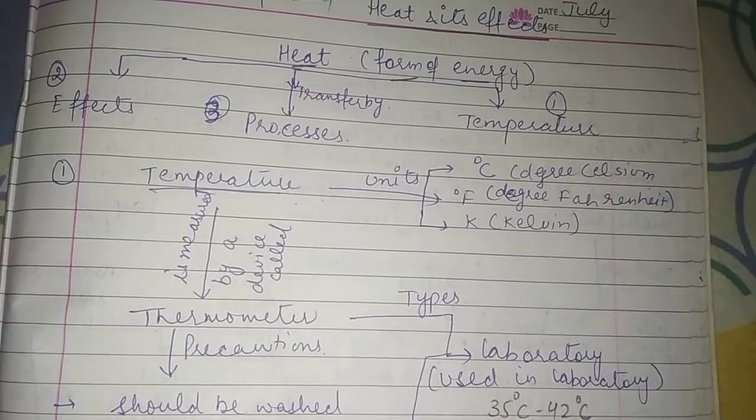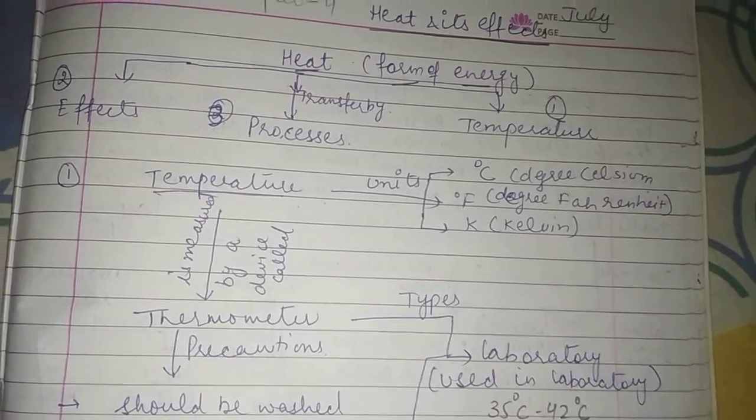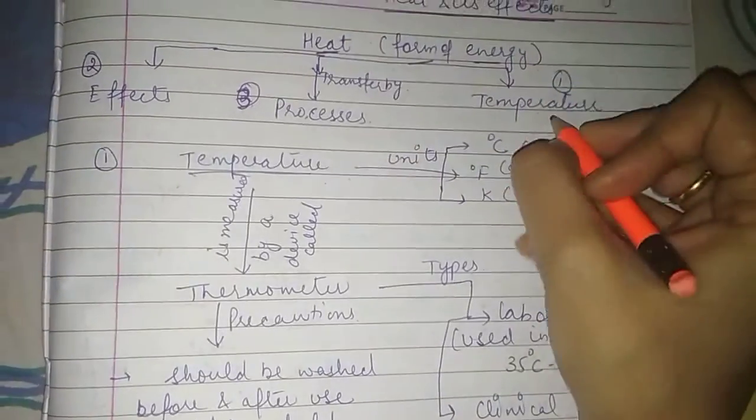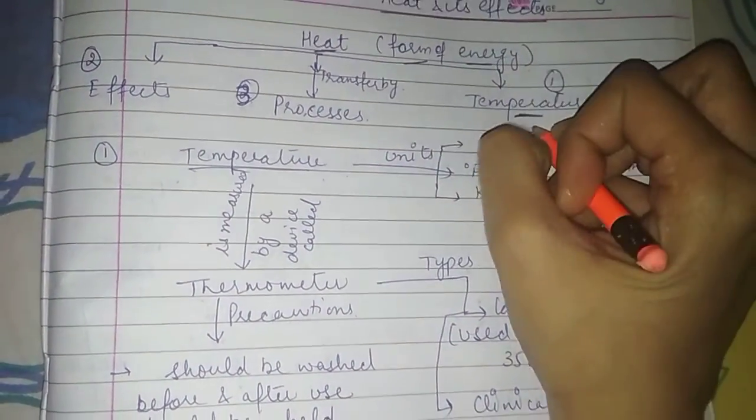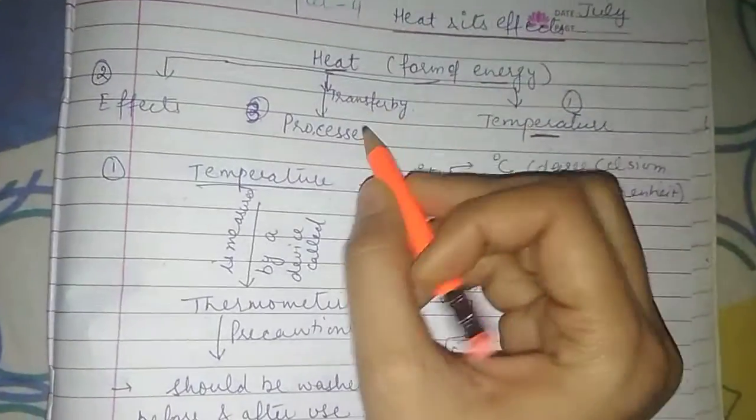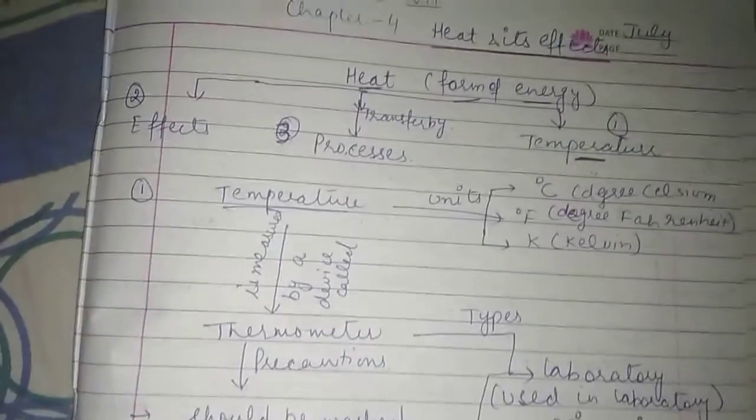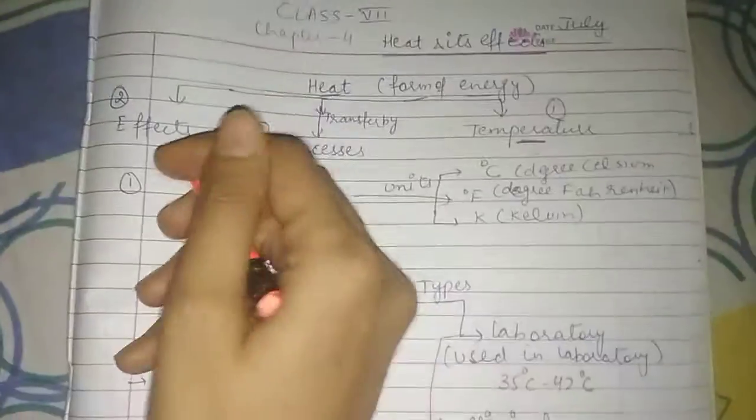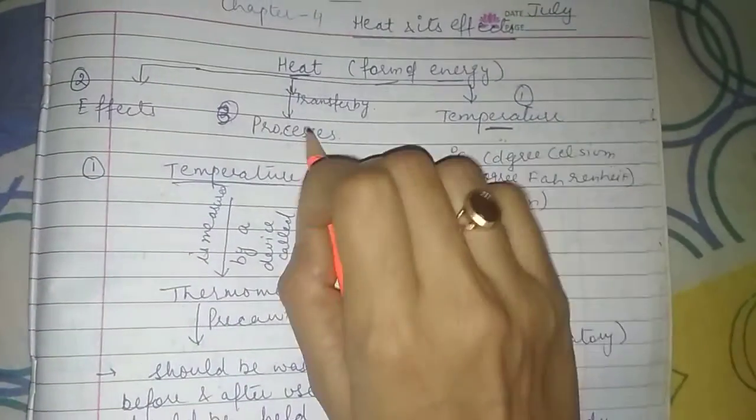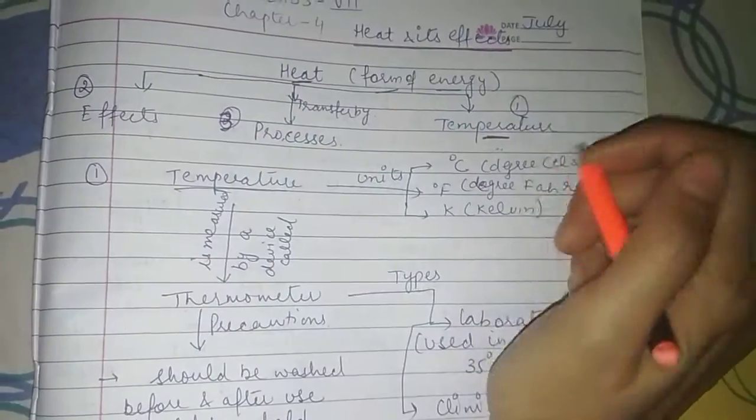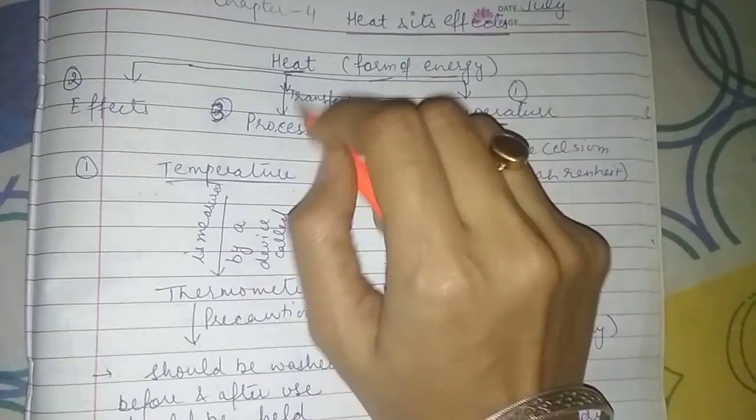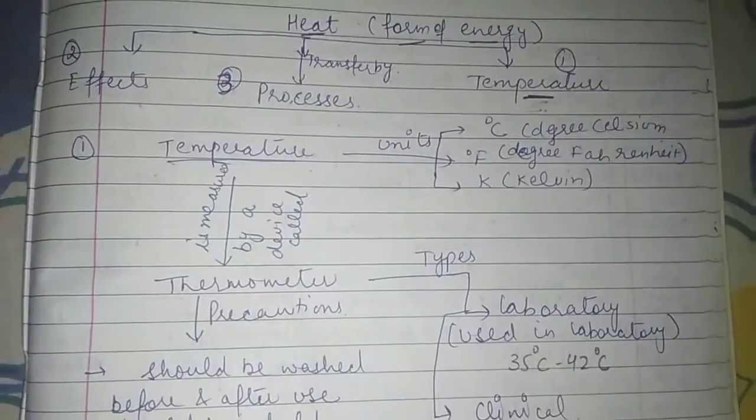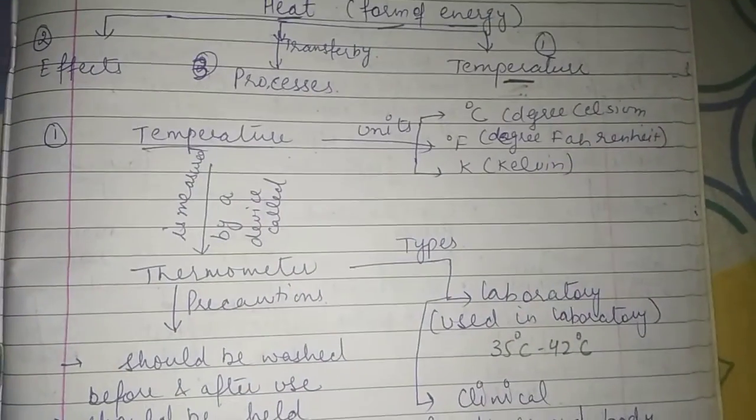From which sources can we measure heat? By its temperature. We can measure heat, it can be transferred by many processes, and heat has many effects also. One by one we will discuss three parts of this chapter. First is the temperature, second is the effects, third is the processes. First one is the temperature.